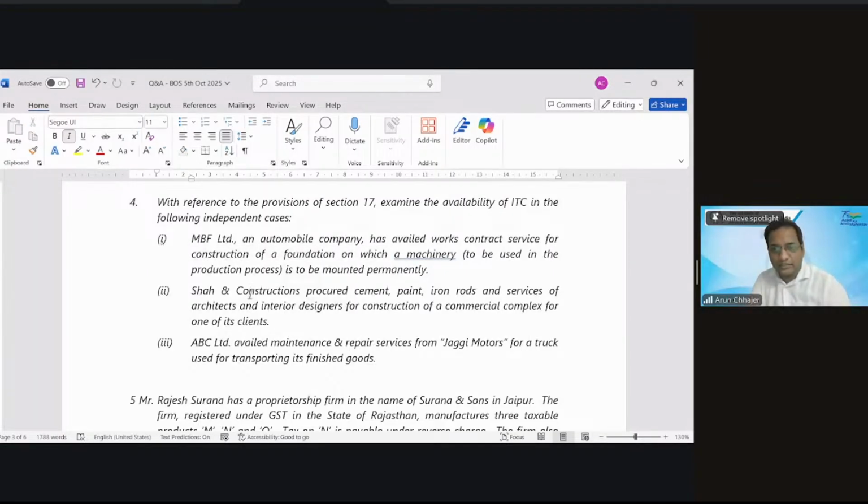Design, construction, procure cement, paint, iron rod, services of the architect and interior design for construction of the complex for one of its clients. Will the ITC be allowed? Will the ITC be allowed?